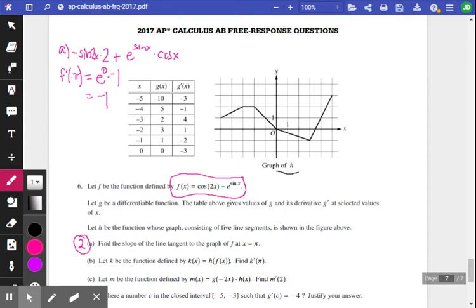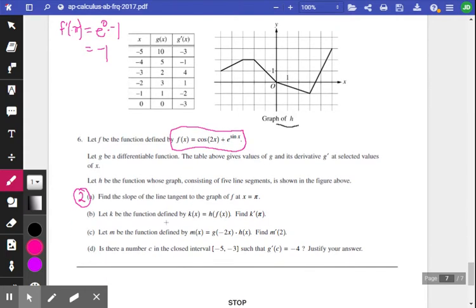Okay, let k, oh my gosh, we're going to give us another function. Awesome. Let k be the function defined by this. Find k prime of pi. So we'll take the derivative of k. So k prime, we're going to use chain rule, is going to be the derivative of h with respect to what's inside times the derivative of what's inside. So this is chain rule, right?